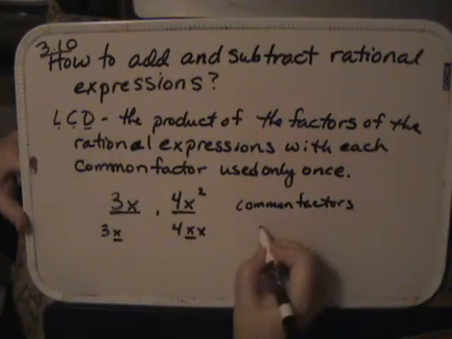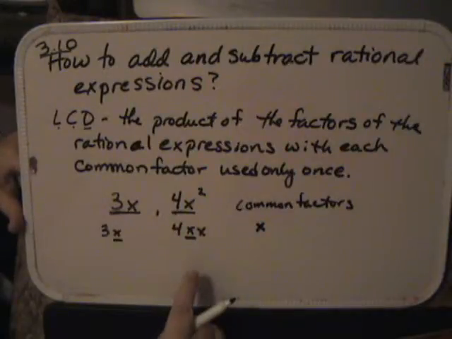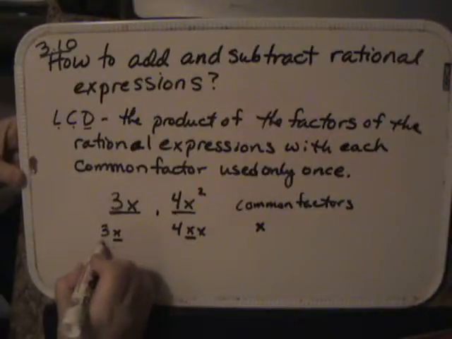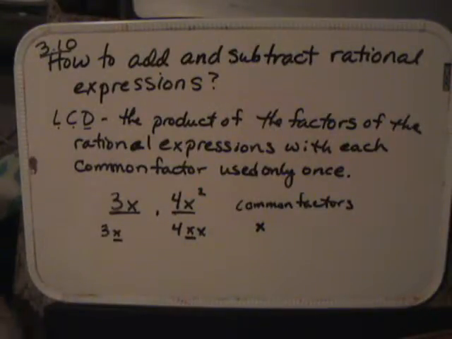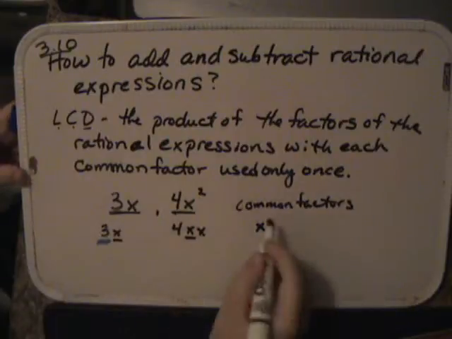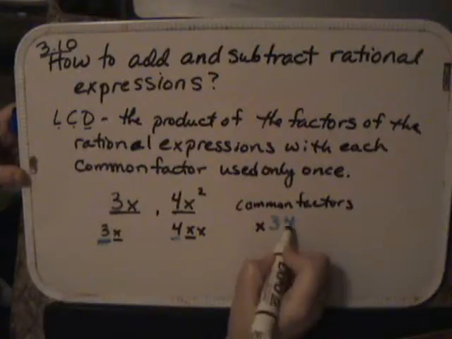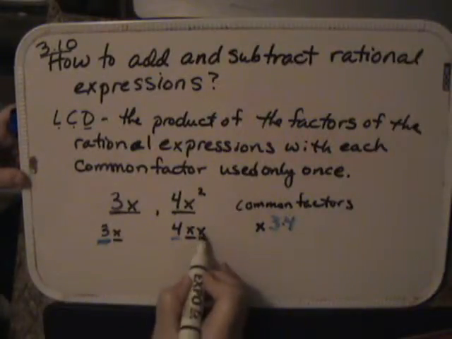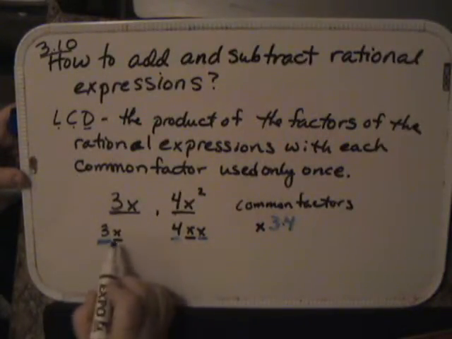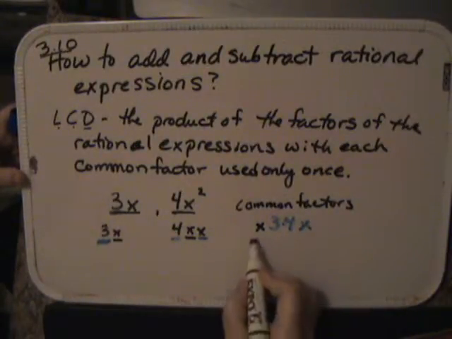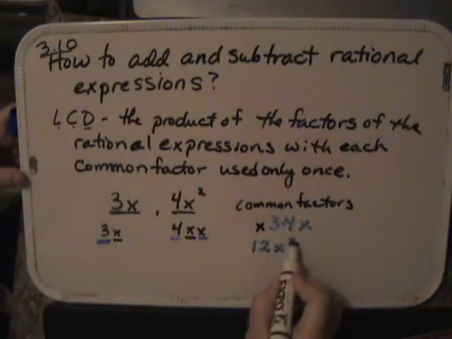So first thing we have is a common factor. Then we're going to find all the other factors that were not common factors. The 3 is unique to this one, so I'm going to have a 3 also, and then the 4 is unique, so I'm going to have a 4, and these are all multiplied together. And then this x over here doesn't have a common factor on the other side, so I have another x. And then we multiply this through, that tells me it's 12x squared.